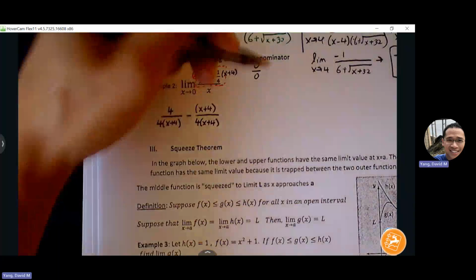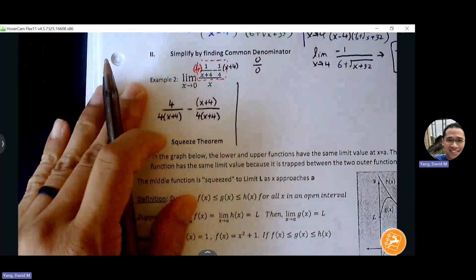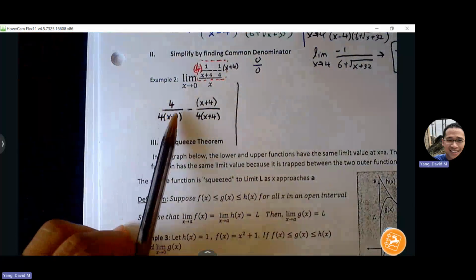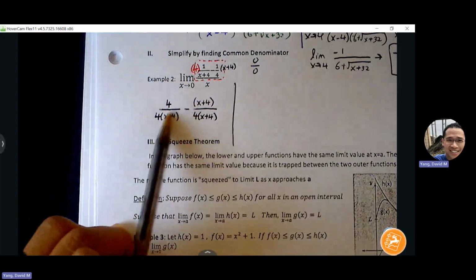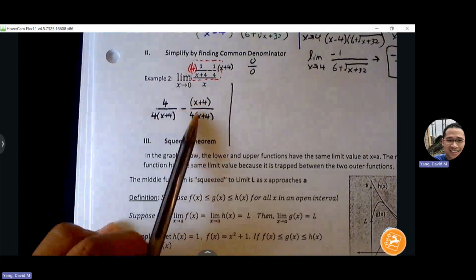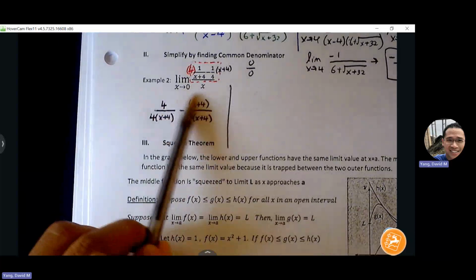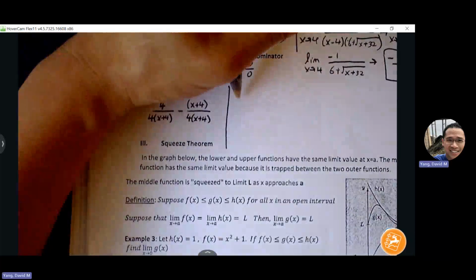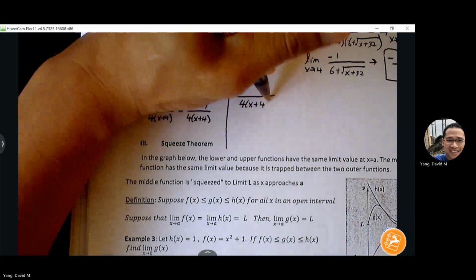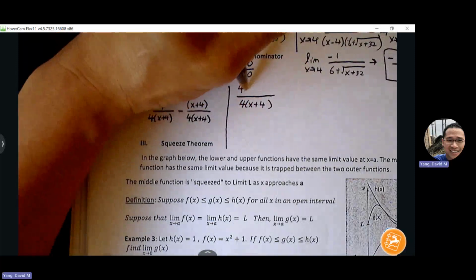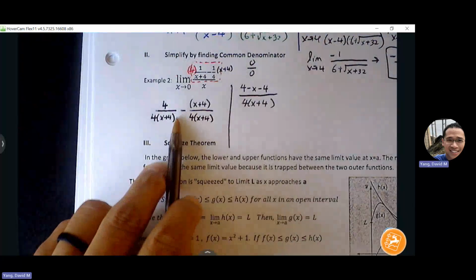Now that we have common denominators, we can merge them into the same fraction. What you don't want to do is just start canceling out, because if you cancel out, then you're back to where you are. So you want to hold on to that common denominator so that you can put these under the same fraction. So now I have 4 minus x minus 4. I'm distributing the negative through.